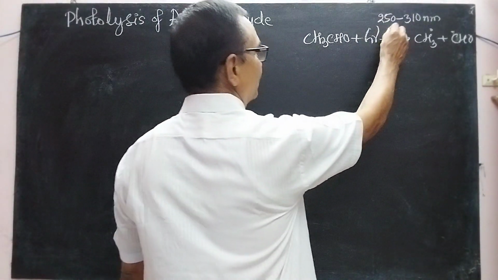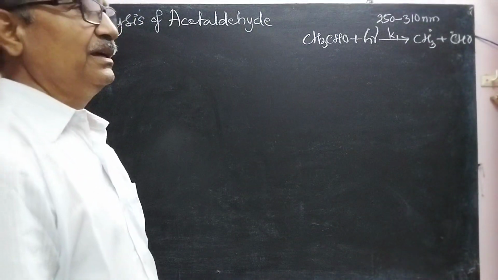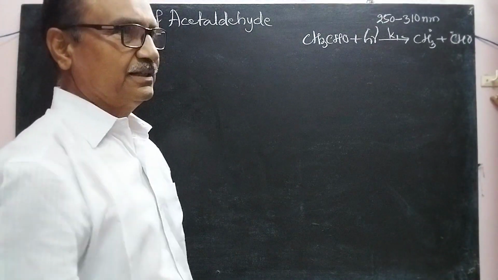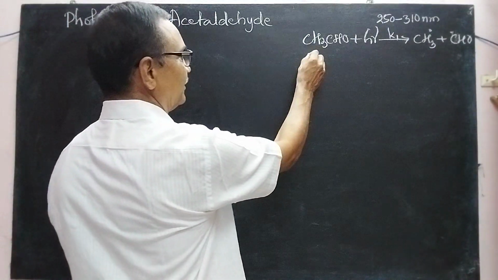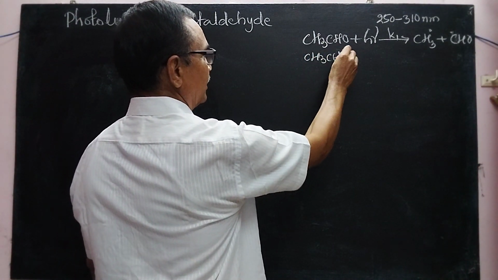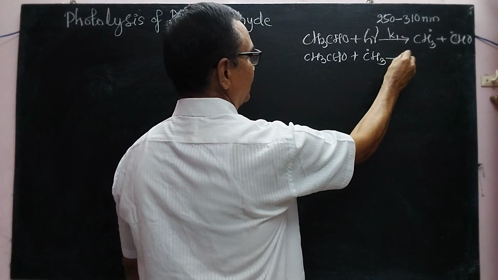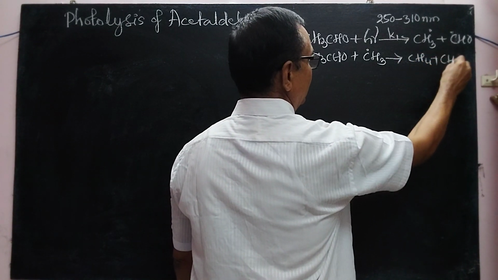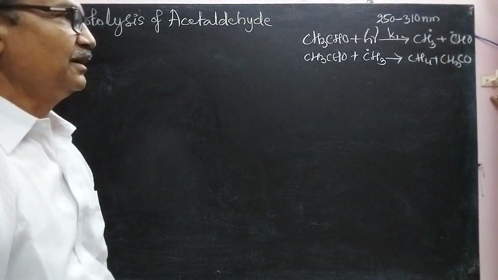We may place it as K1. The rate constant of this reaction may be taken as equal to K1. Now this is a chain reaction. It involves a number of steps. In the second step, acetaldehyde reacts with a free radical, and it forms one molecule of methane, and CH3CO is formed. It is an intermediate compound.